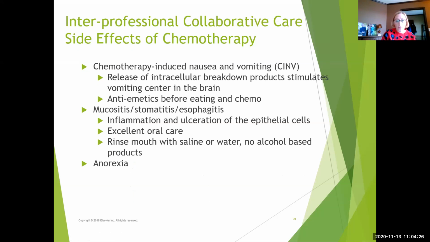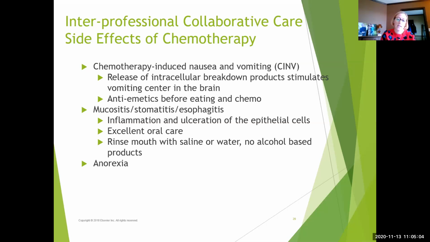Different side effects of chemotherapy. Nausea and vomiting is a big one. So make sure you are giving them their antiemetics before eating or before their chemotherapy treatments, to try and prevent that nausea and vomiting, to hopefully improve their nutrition so they don't lose too much weight and have poor nutrition in general. Anorexia goes along with that too. They just don't have an appetite. So not only do they need medication to prevent the nausea and vomiting, but they also often need an appetite stimulant to get them to want to eat.